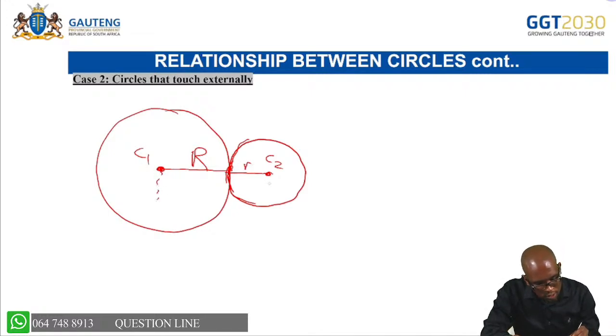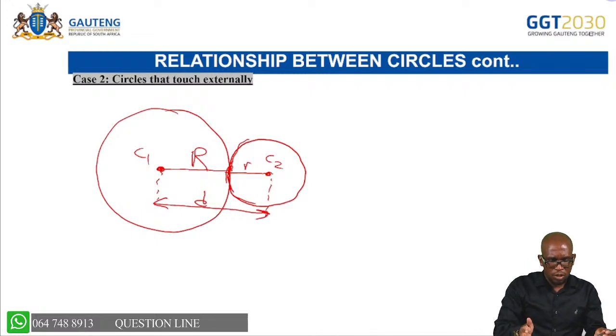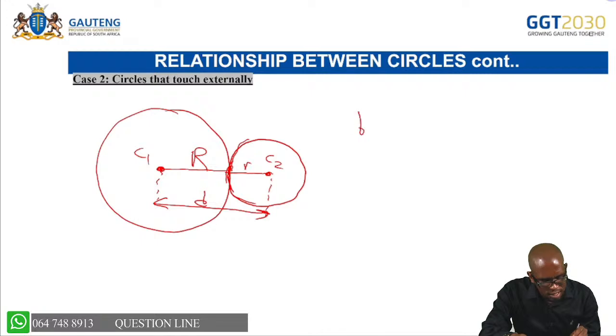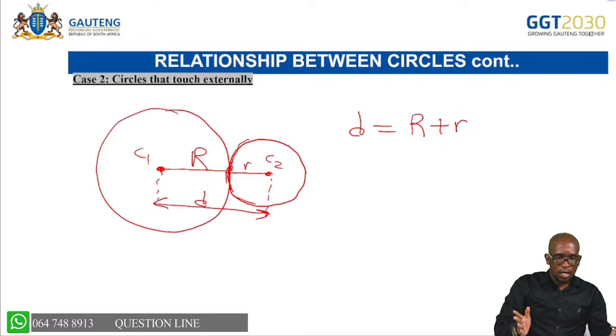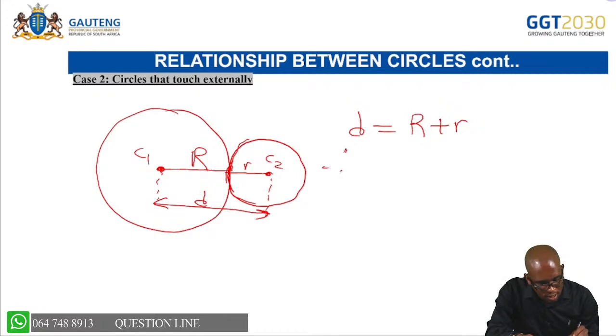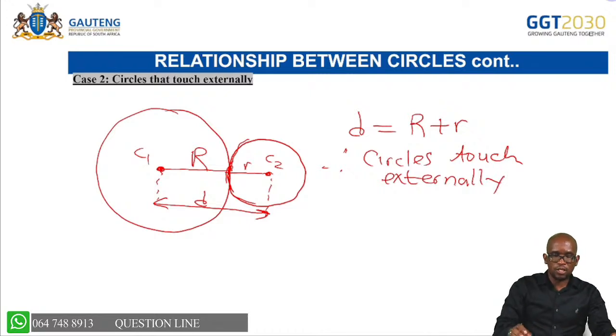The distance between the centers, D. If you check now in this diagram, you can see that the distance between the centers D is exactly equal to R plus r. The distance is exactly equal to the sum of the radii. So we're going to say that therefore circles touch externally. The circles touch externally because the distance D is equal to the sum of the radii.